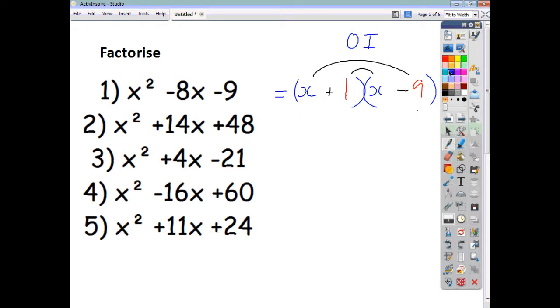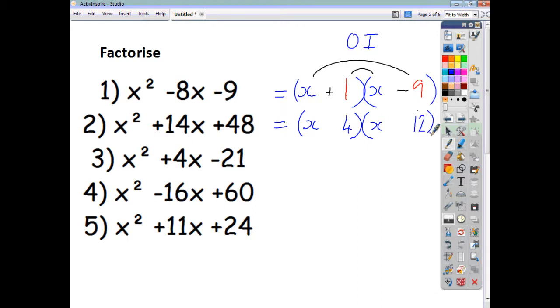Again, you're going to end up with a double bracket. X times x is going to give you x squared. Now, factors of 48. Think about it. You could have 2 times 24. You could have 4 times 12. You could have 3 times 16. Now, 4 times 12 sounds as if it would be quite good, so let's put in the 4 and the 12.